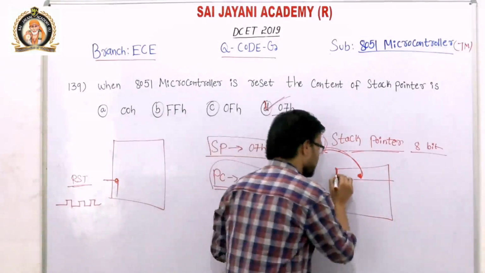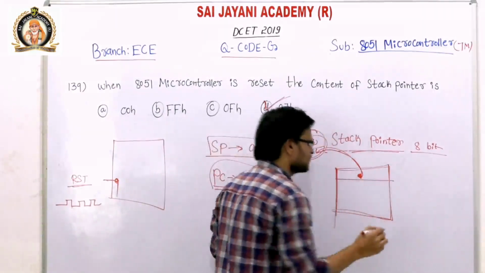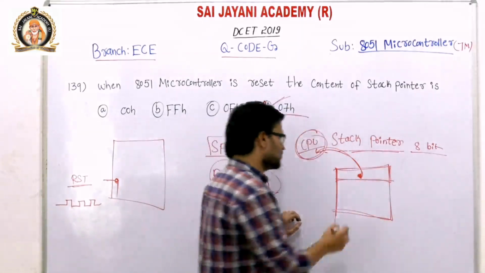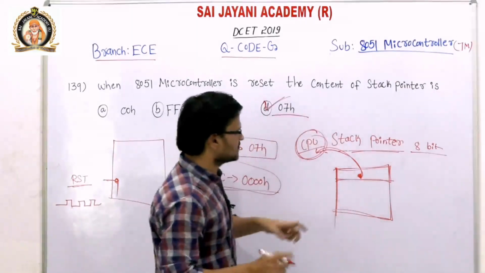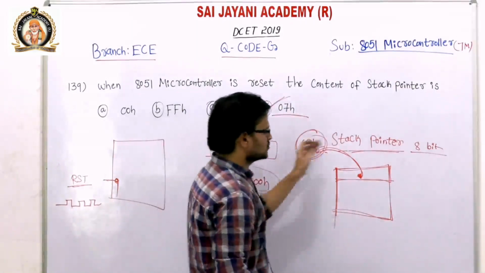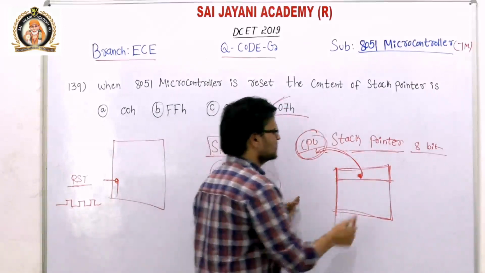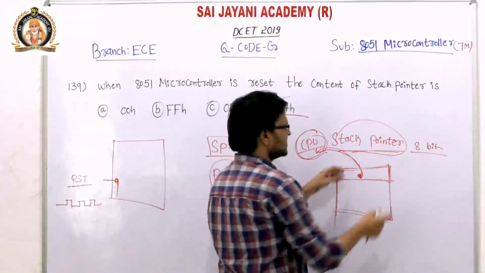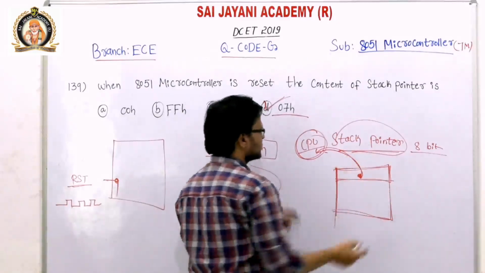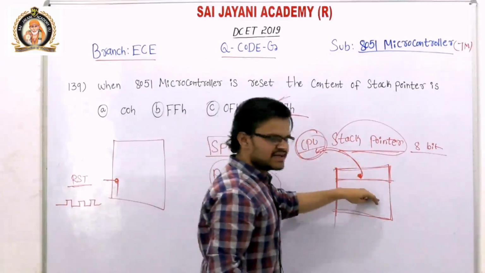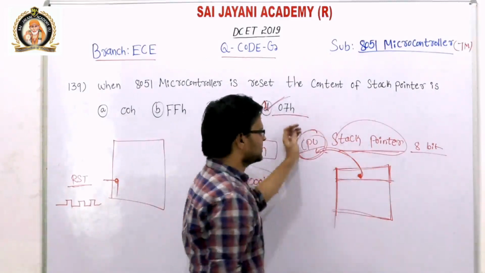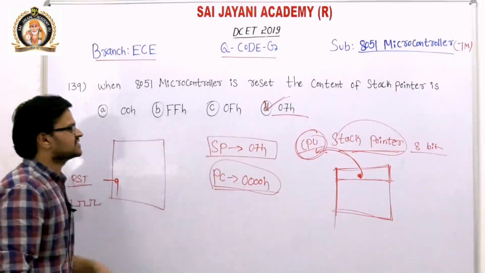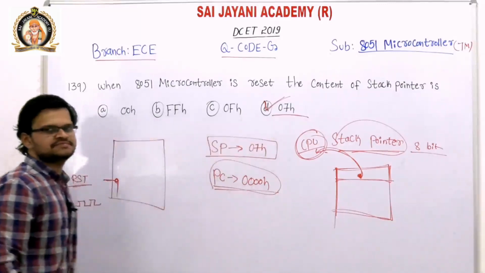Stack is a part of internal RAM. This stack means a memory space. This memory space is mainly used by the CPU to store and retrieve the data, and this function is done by using the stack pointer. By using the stack pointer, the CPU fetches the data from the stack and stores the data in the stack. So the right answer is the fourth one, 07H.